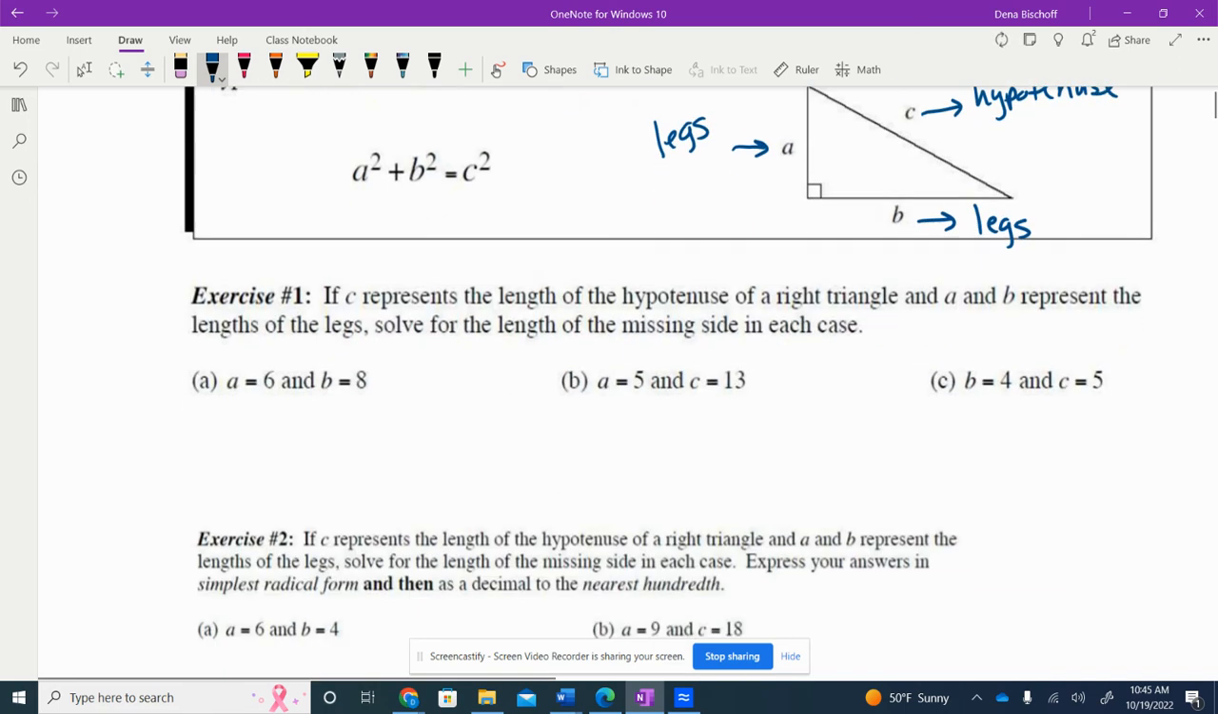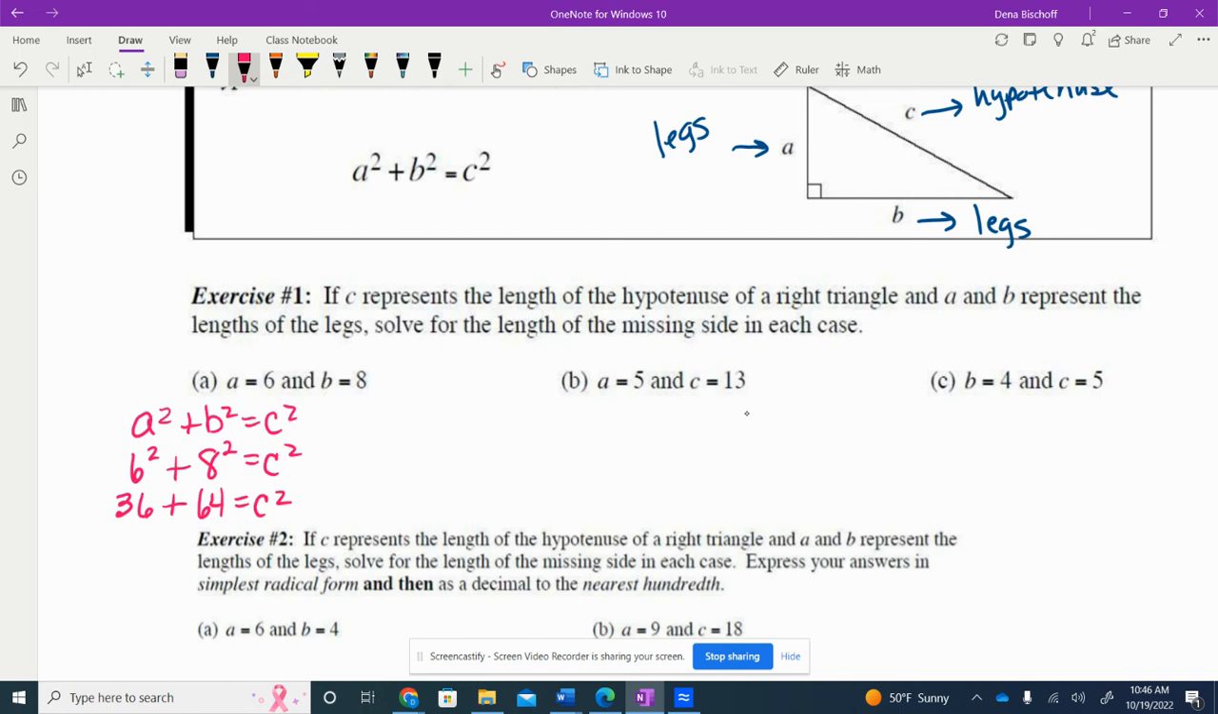If c represents the length of the hypotenuse of a right triangle and a and b represent the lengths of the legs, solve for the length of the missing side. We're just going to set this up. I know what a is. So a squared plus b squared equals c squared. A is 6, so 6 squared plus 8 squared equals c squared. 6 squared is 36, 8 squared is 64, equals c squared. Well, 36 plus 64 is 100 equals c squared.